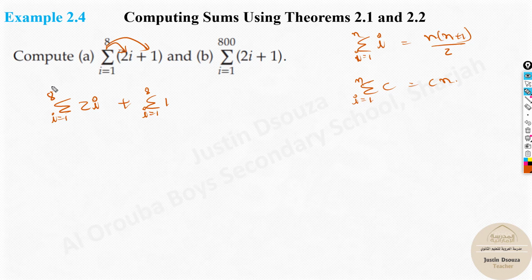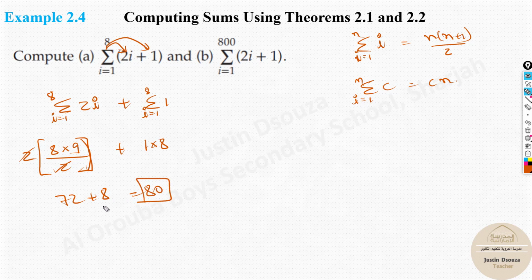Now here n is 8, so 2 will be outside. Instead of i, it'll be 8 times 9, because n into n plus 1 divided by 2. Plus, what about this one? It'll be 1 times 8. Here this 2 and this 2 cancel out. It'll be 9 times 8, which is 72. Or 8 times 9 is much easier: 80 minus 8, 72. Then 72 plus 8 is 80, and this will be the answer.